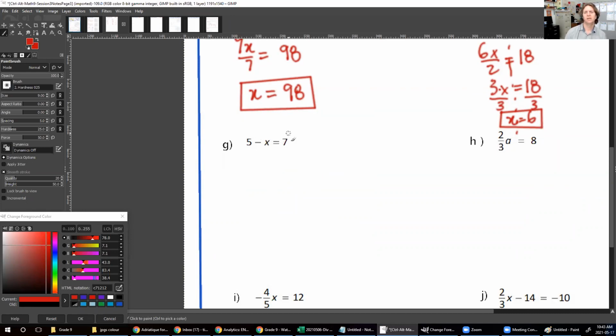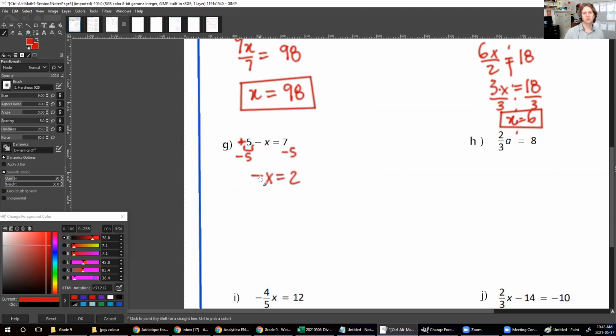I'm going to do it the way that probably is the easiest, but it is actually the hardest. I'm going to say, okay, I want to get rid of this 5. That's a positive 5, right? So how do I do that? I'm going to subtract 5 from both sides. So I have negative x is equal to 2.